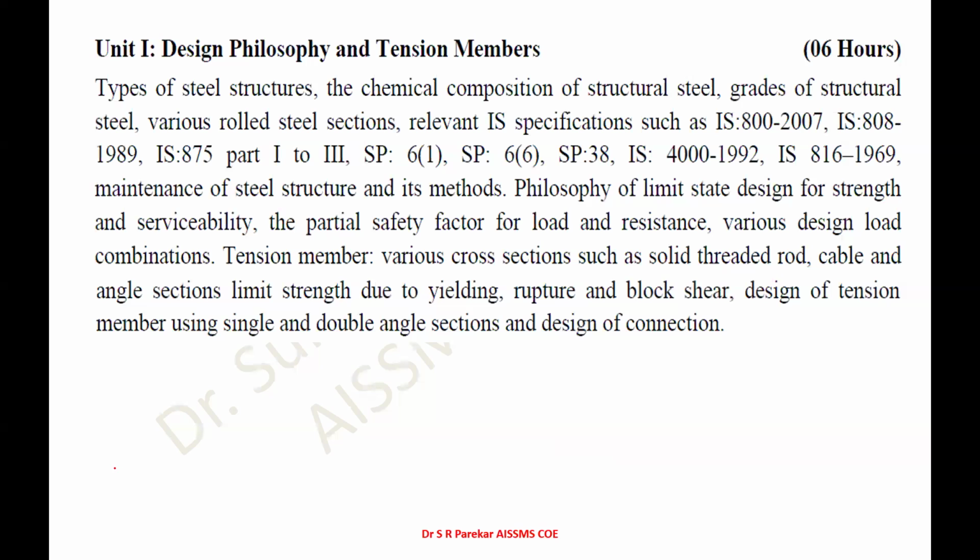Now the syllabus you can see. In this we are going to cover types of steel structures. We are not going into detail on the chemical composition of structural steel, as we are not much related with that. I will tell you in 2 lines in the class only. Then we will go to grades of steel in the next video, where we will see various IS codes. In this video we have steel structure and its type.